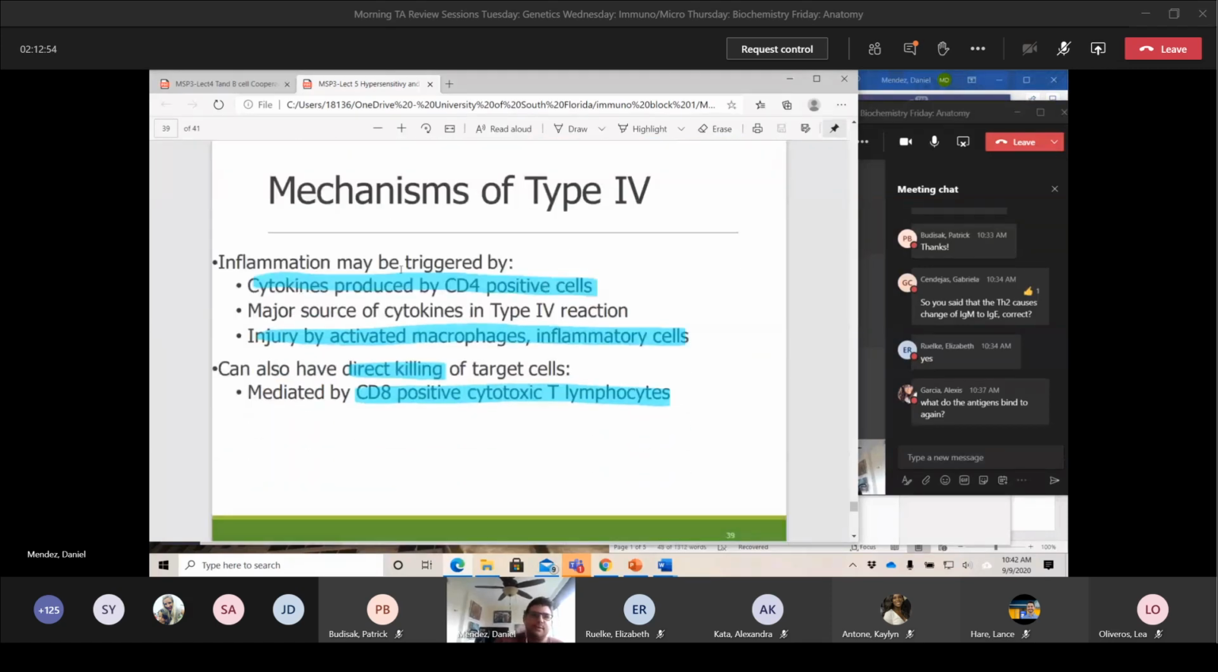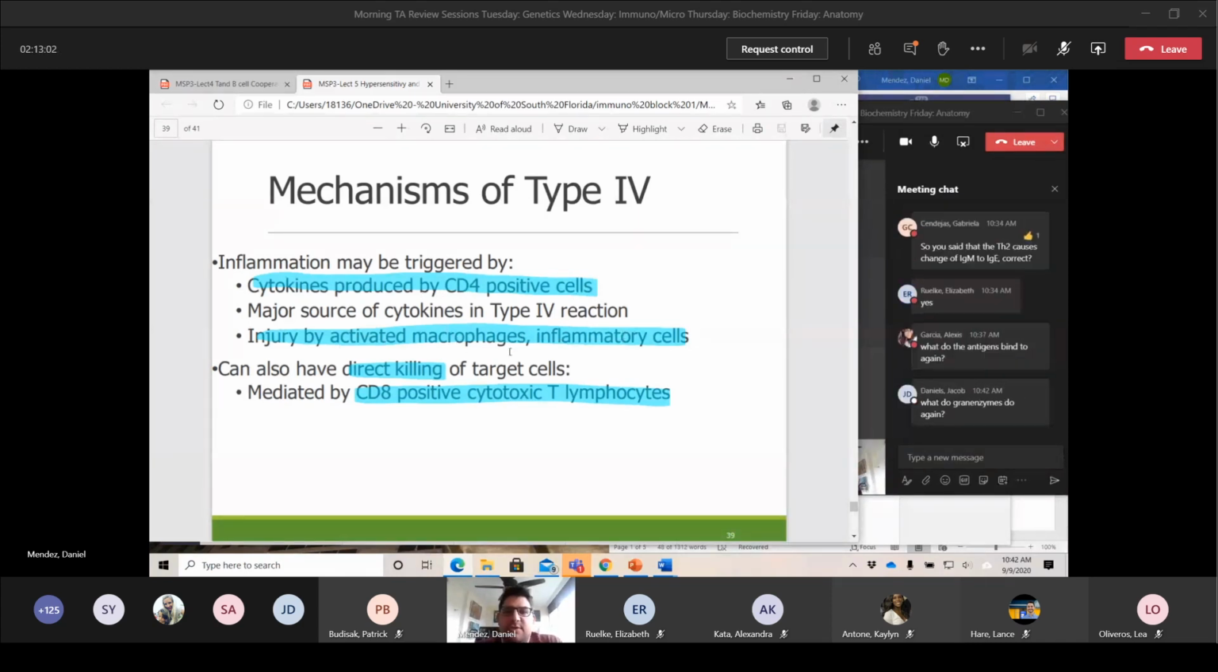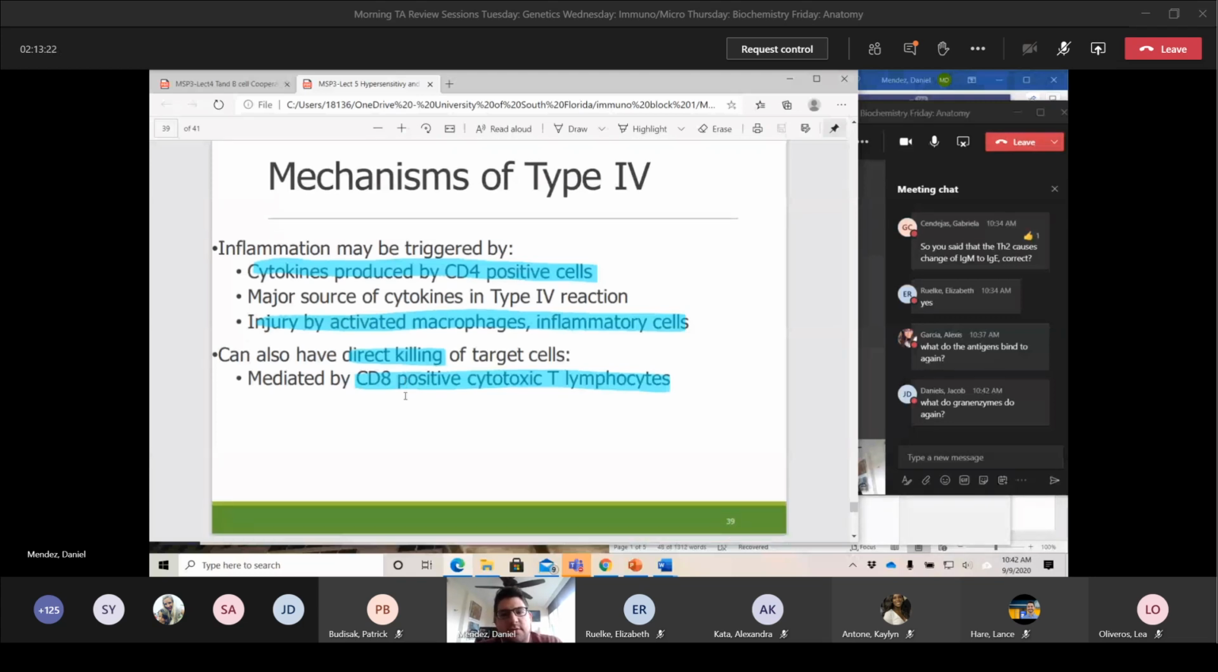So other mechanisms, like we were saying, the same thing: cytokines produced by CD4 cells activating macrophages and inflammatory cells, so neutrophils, PMNs, and they're going to release those cytokines. Then we're going to have a huge issue of inflammation and just massive killing. And then CD8 cells are going to do directed killing of the target cell through perforins and granzymes. Perforins and granzymes, it's the same thing. CD8 cells use it and NK cells use it to create holes in the cell membrane to induce apoptosis.